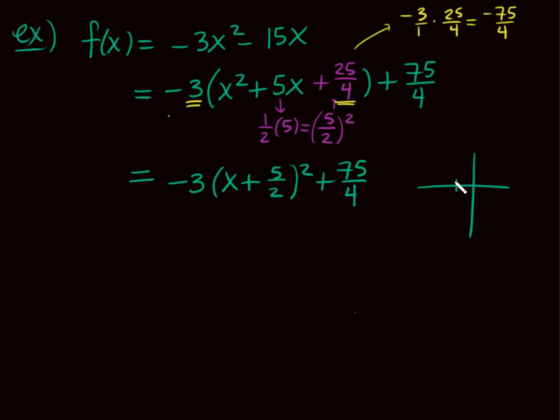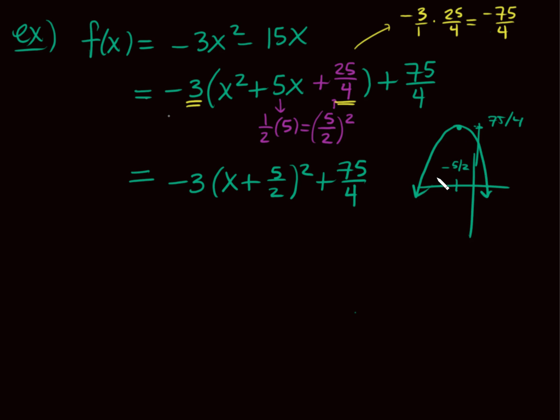I know I'm going over 5 halves, and I'm going down 75/4, which is like way down here, because 80/4 would be 20. So no, why am I going down? I'm going to go up, right? And up here to 75/4. And then notice, because this is negative, this guy right here is going to open down, right? And it's going to be stretched.